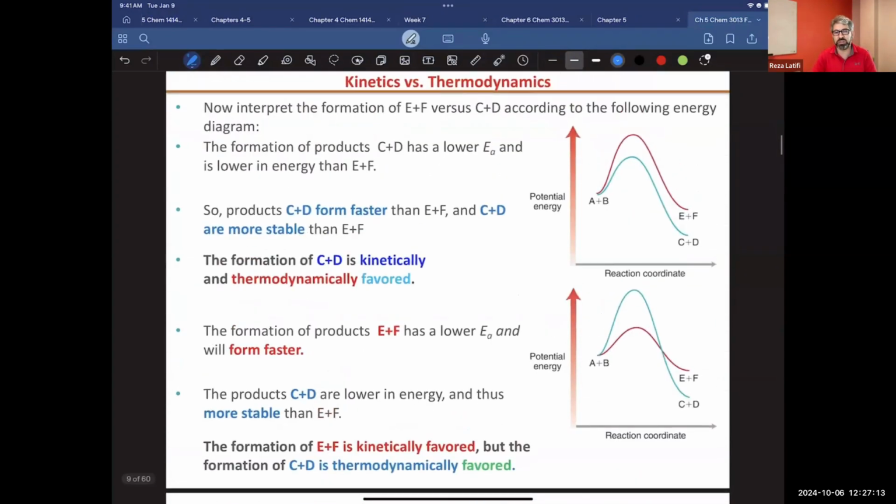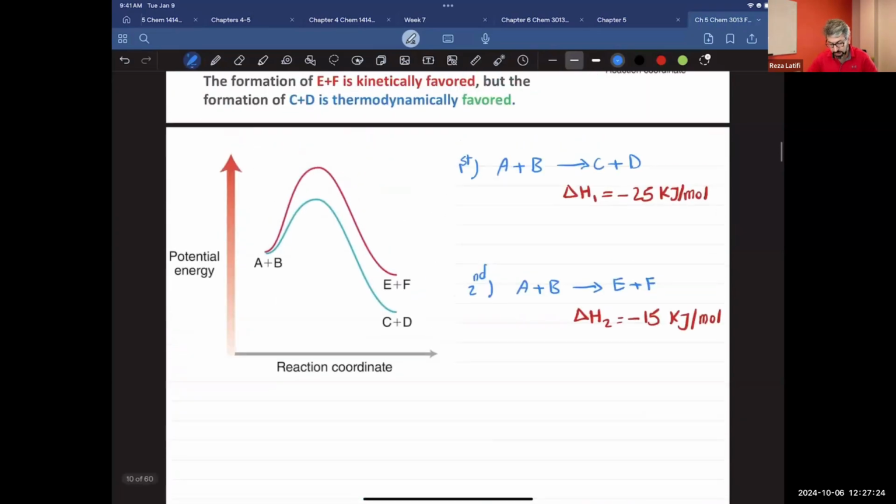Now, I have two chemical reactions, A plus B turning to C plus D, or E plus F. I have the two graphs, and I want to compare those two. I'm going to put them side by side and try to compare them. Okay, let's go with this one.